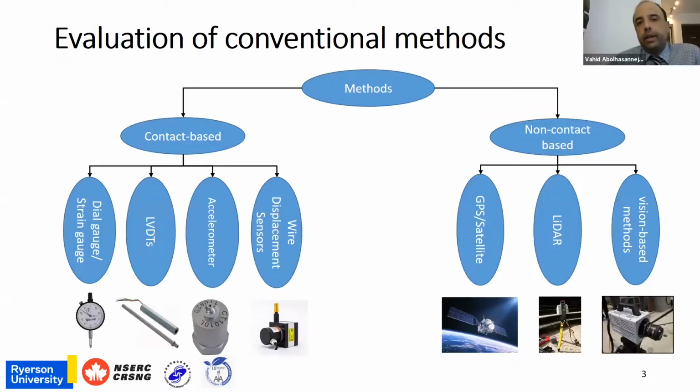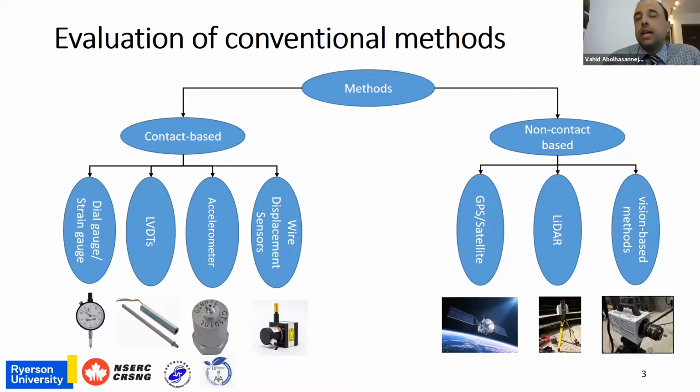So far, various types of methods have been developed to achieve this goal. There are two main methods: contact-based and non-contact-based methods. Contact-based methods might include dial gauge or strain gauge, LVDTs, accelerometers, and wire displacement sensors, each of which has its own pros and cons. And non-contact-based methods include GPS, LiDAR, and vision-based methods.